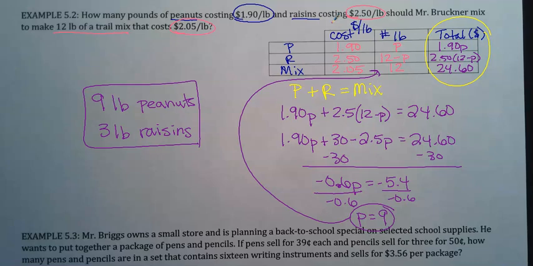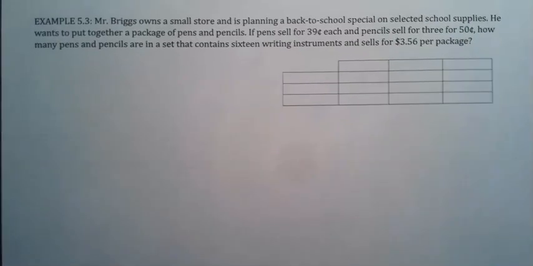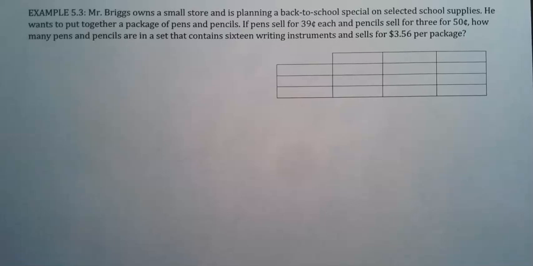Awesome. Okay, you'll notice I'm going a little bit quicker, hopefully, because I feel like you should have a better understanding about how to do it. So let's finish up with our last problem here. Example 5.3. Mr. Briggs owns a small store and is planning a back-to-school special on selected school supplies. He wants to put together a package of pens and pencils. If pens sell for 39 cents each and pencils sell for 3 for 50 cents, how many pens and pencils are in a set that contains 16 writing instruments and sells for $3.56 per package?